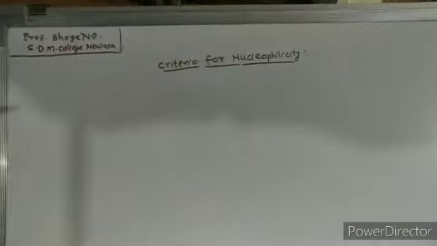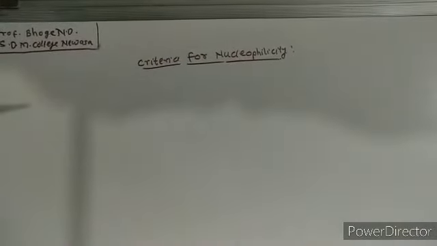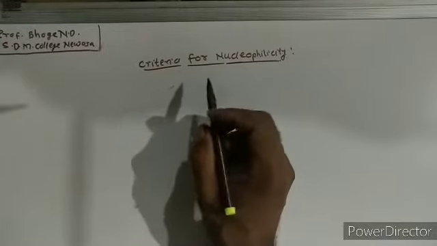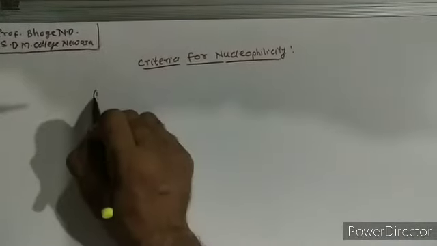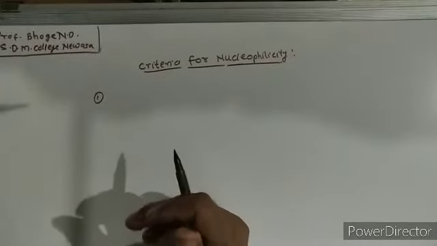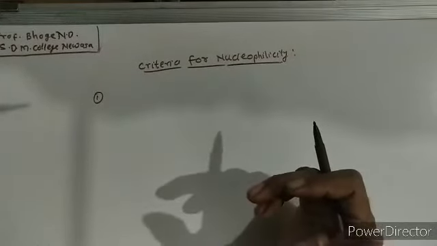Criteria for nucleophilicity. Okay, let's see one by one. First, a negatively charged species is more nucleophilic than its neutral molecule.